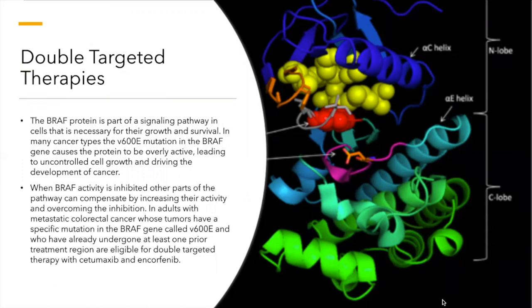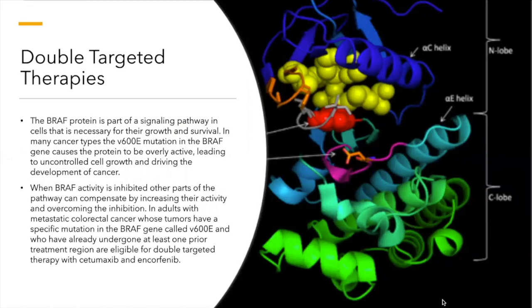When BRAF activity is inhibited, other parts of the pathway can compensate by increasing their activity and overcoming the inhibition. Adults with metastatic colorectal cancer whose tumors have a specific mutation in the BRAF gene called V600E, and who have already undergone at least one prior treatment, are eligible for double targeted therapy with cetuximab and encorafenib. Both drugs are targeted therapies.